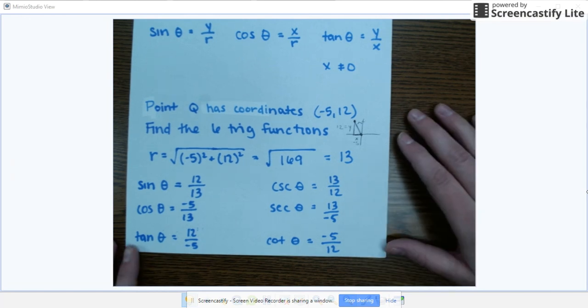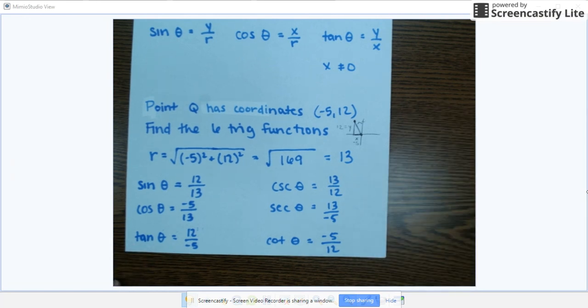If you need more examples of these trig functions, there is another one in your book that you can take a look at.